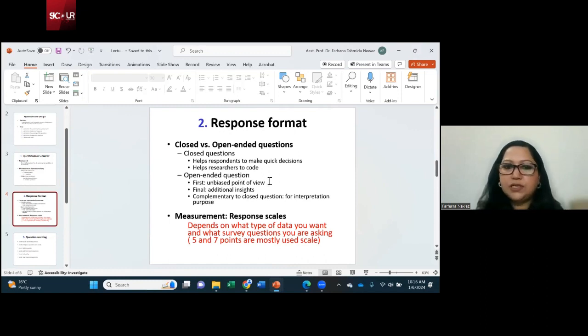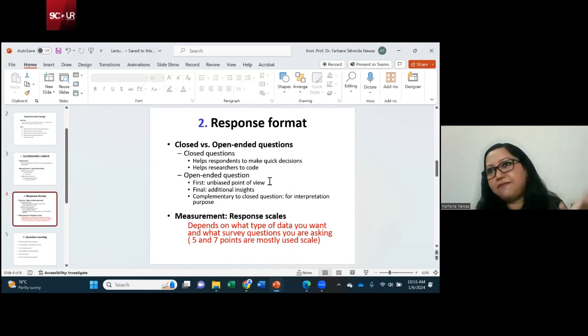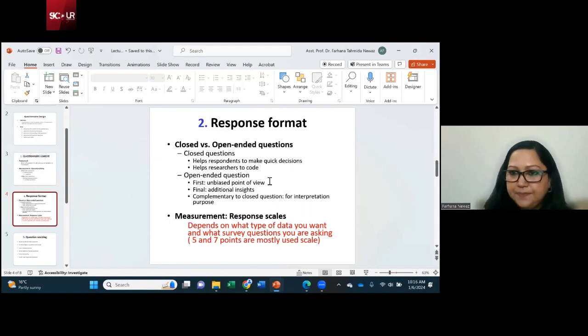Usually open-ended questions give you the opportunity to get the unbiased point of view of your respondent. Whereas with a close-ended question, even if you have given options for the answers, your respondents may have another opinion, and they will not be able to give their point of view. For close-ended this is not possible, but if you use an open-ended question, you can record the unbiased point of view of your respondents.